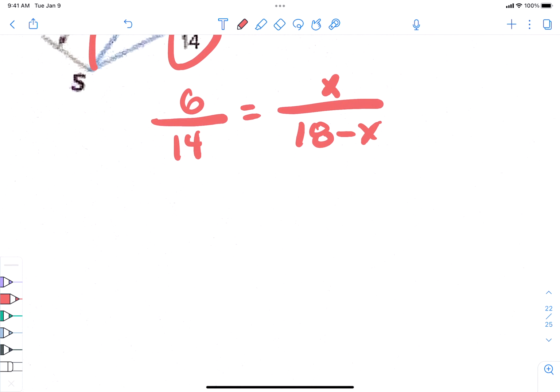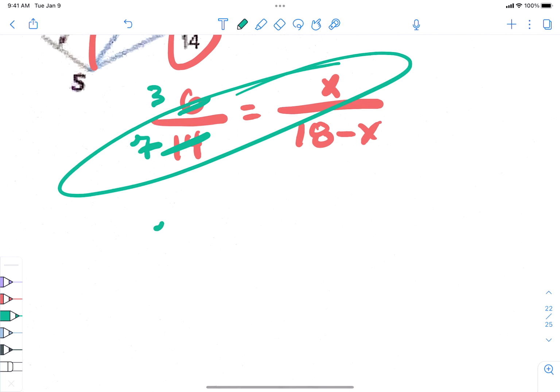And then we just distribute. Or, hey, let's do what Libby does, because we like to deal with small numbers. 6 and 14 reduce, right? If I divide by 2, that's 3 and 7, okay? We can reduce that and make it smaller numbers. Then it's easier for me to deal with.